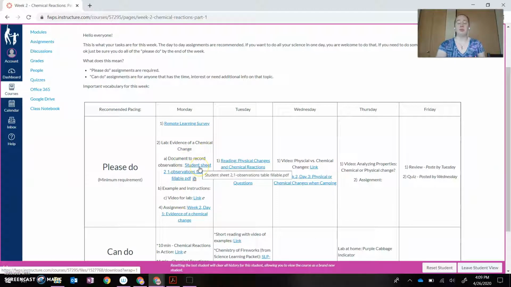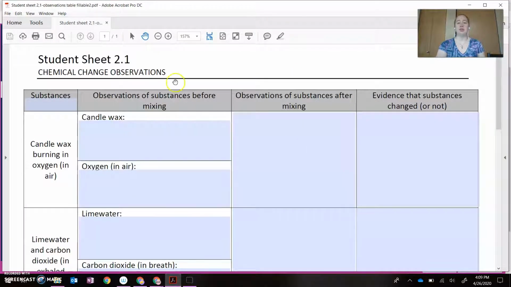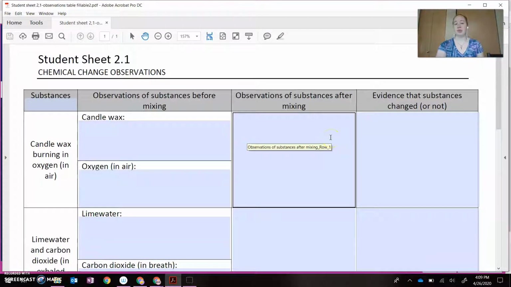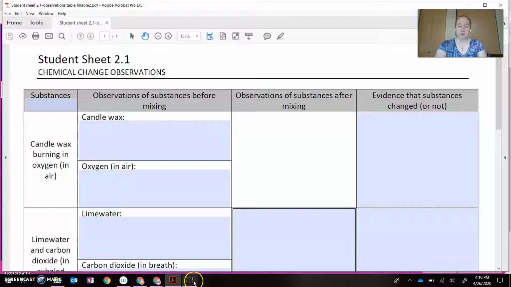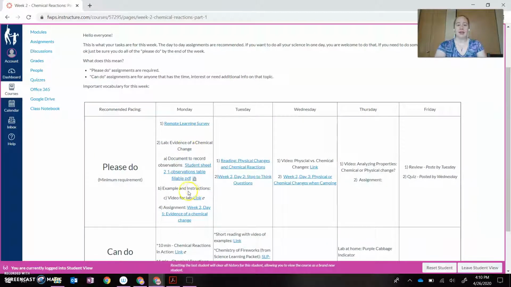First of all, you've got the document. If you click on this link, it should give you an opportunity to either open or download this PDF. And notice it is fillable. So you can just go ahead and type right into anywhere you see a blue box, and then you can save this to your home drive or Google Drive or whatever, and then you have this to refer back to, okay? And then this video will be linked right here, example and instructions, and then this is the link for the rest of the lab, okay?